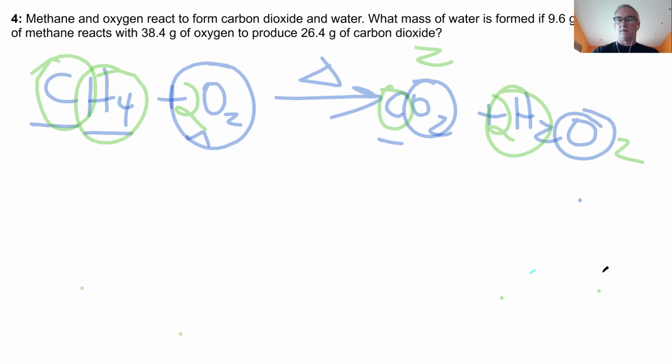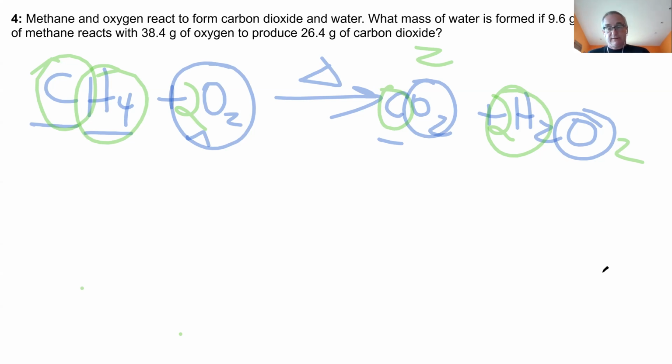Can we do the easy way on a test or no? Oh, definitely. Okay, cool. Good question. Definitely do that. For instance here, if it didn't say how much carbon dioxide, if it just said 9.6 grams of methane, all the information you would need is 9.6 grams of methane. That's the only bit of information you need to solve this problem. You don't need anything else if you have a balanced equation.